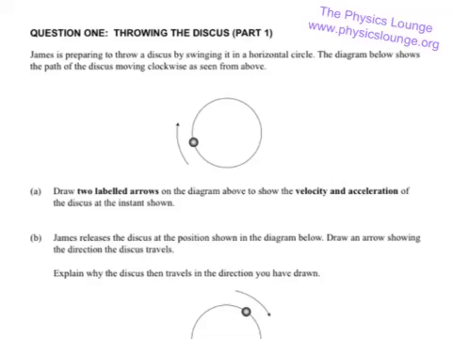So this is the 2010 Mechanics paper for Level 2 Physics. Question 1, throwing the discus. Part 1. James is preparing to throw a discus by swinging it in a horizontal circle. The diagram below shows the path of the discus moving clockwise as seen from above.